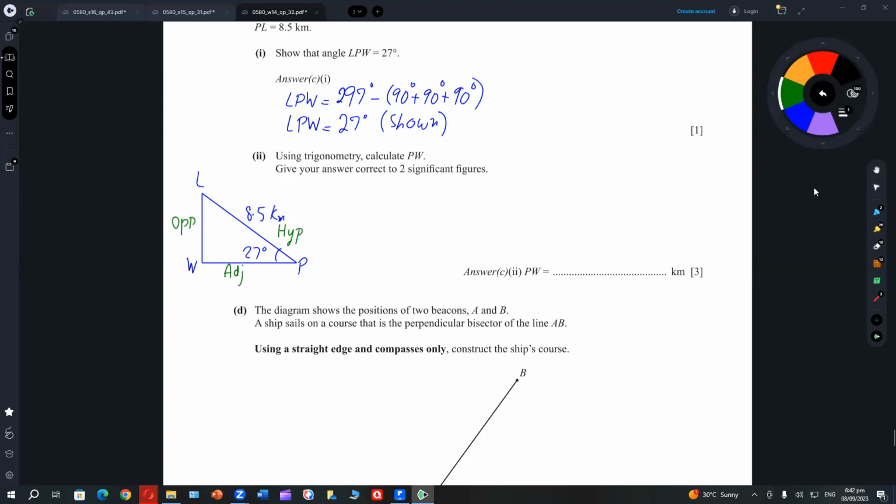Sir, this is the adjacent, then we could use a different formula. We need to find PW. Yes. And I have the hypotenuse. How can I connect adjacent and hypotenuse? With cos. Okay, fine. Use it.